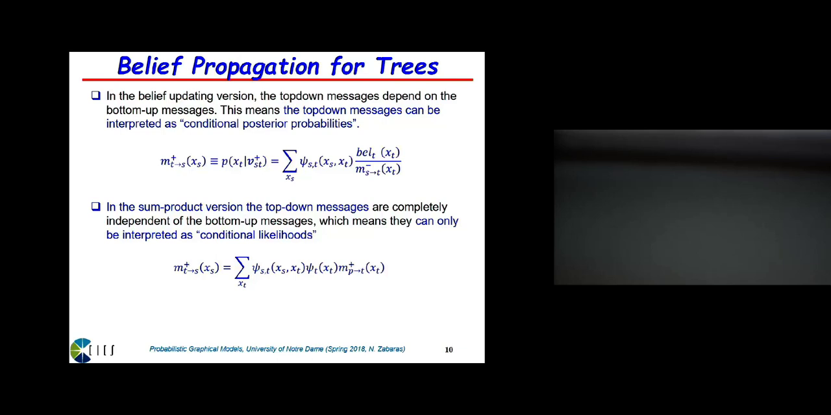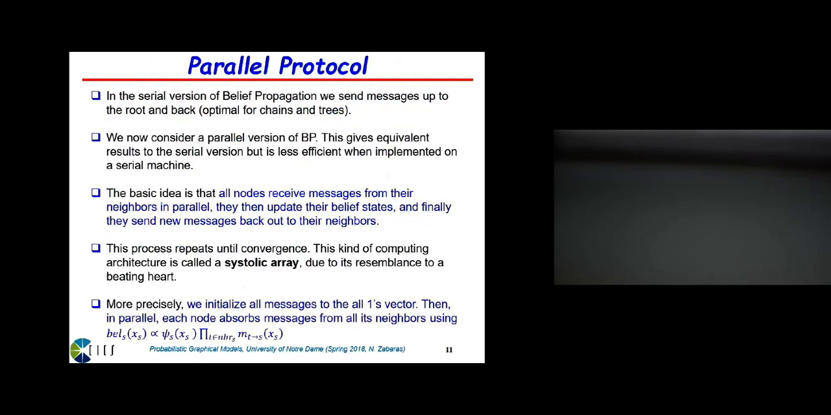But the old way that we did, right, you cannot do that. So the interpretation is basically that these messages are like likelihoods, conditional likelihoods. I mean, you can see, for example, this is written for a tree here. There's no message from below, all right? So you cannot call it a conditional probability.